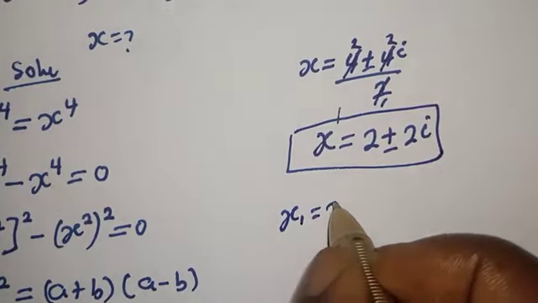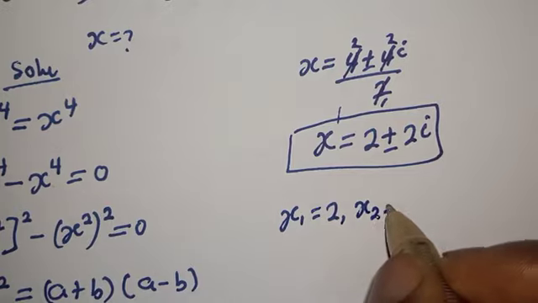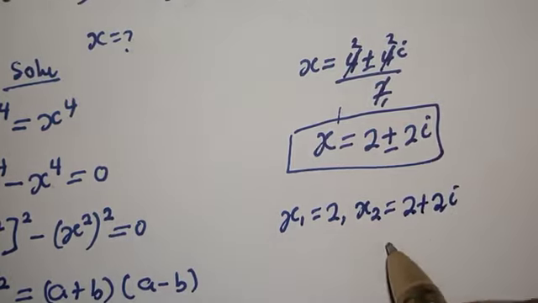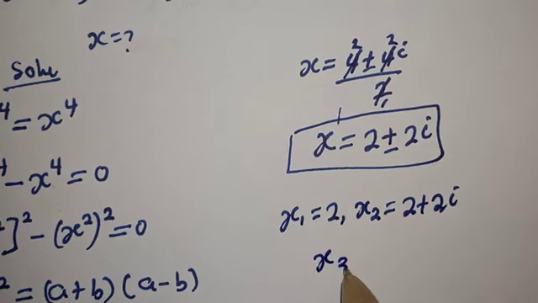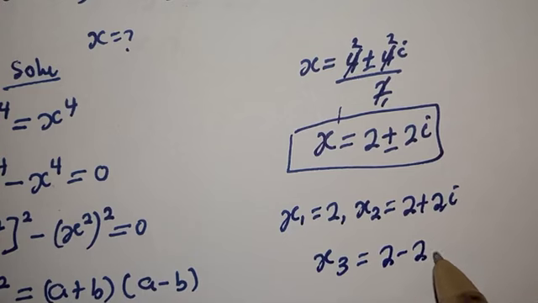Therefore, our final answers are s1 is equal to 2, then s2 is equal to 2 plus 2i, and s3 is equal to 2 minus 2i.